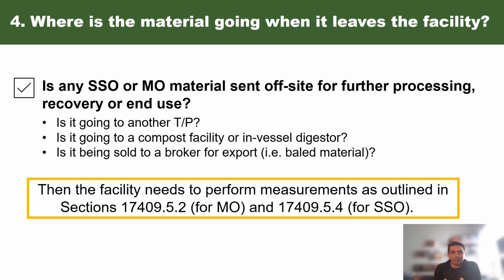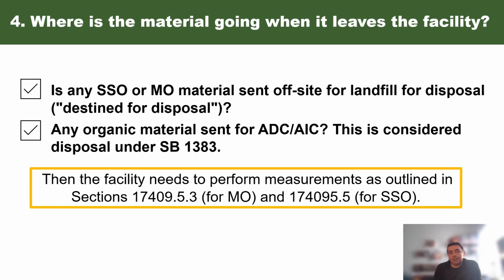So in this example, our first thing we wanted to go over is any SSO or mixed waste that's sent off site for further processing, recovery, or end use. All of that's going to fall under those measurements for recovery. So those specific state minimum standards, that's going to be 17409.5.2 for mixed waste and 17409.5.4 for SSO.